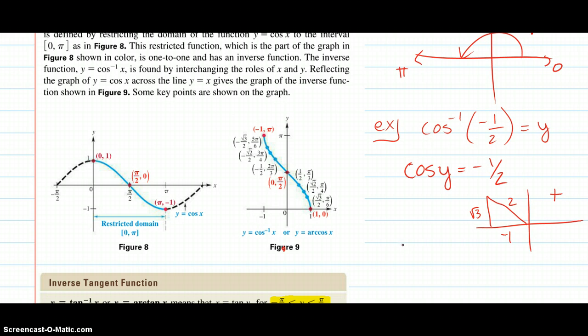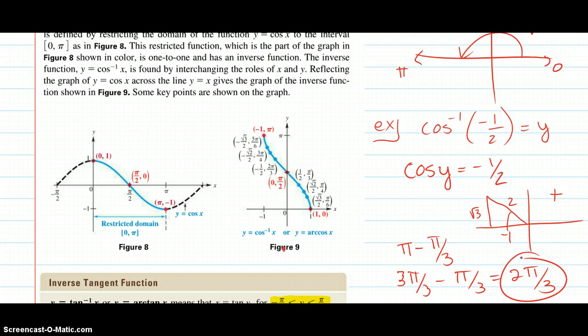But we want pi minus pi over 3 to get the angle between 0 and pi, right? Because that's the reference angle, 60 degrees right there. So that would be 3 pi over 3 minus pi over 3, which is 2 pi over 3, would be the only answer for this. Again, there's more than one answer for this, but only one answer for cosine inverse.